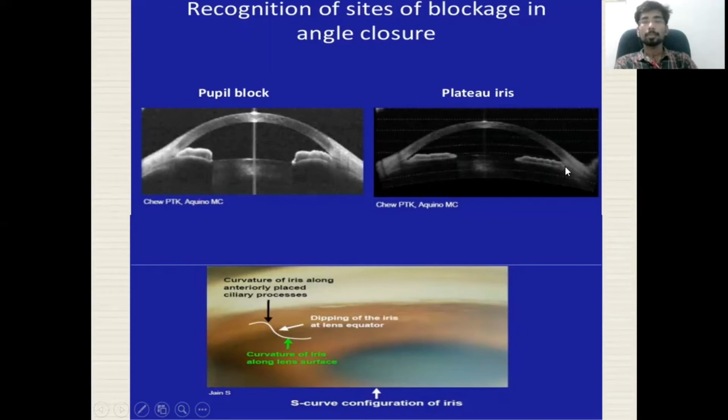Anteriorly placed ciliary processes will cause plateau iris. Due to plateau iris, there will be angle closure. On gonioscopy, with this curvature of the angle, dipping of the iris at the lens equator will be seen. It is S shaped.